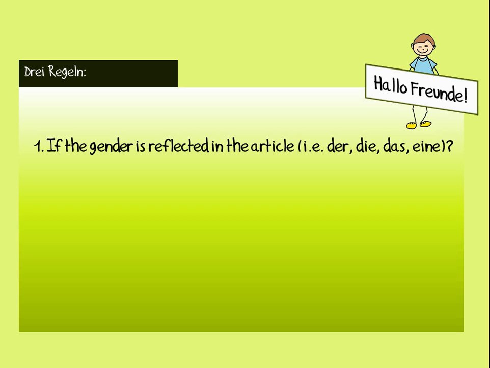In other words, is it a clear der, die, and das in the nominative, or eine? If that is true, then all you have to add is an e to your adjective. And I'm going to tell you why. The purpose of the adjective ending is to reflect the gender and the case of your noun that is being modified.